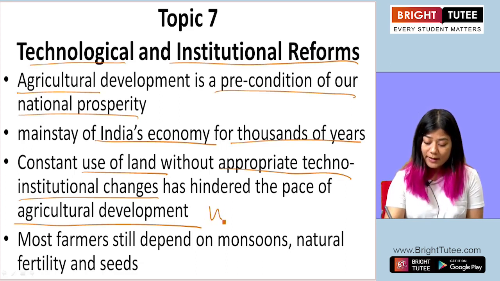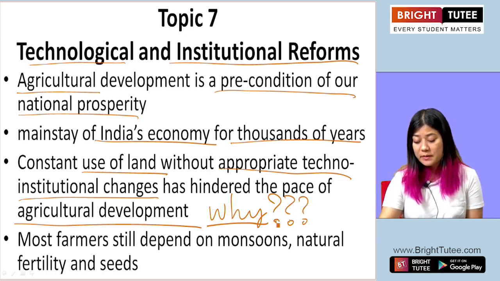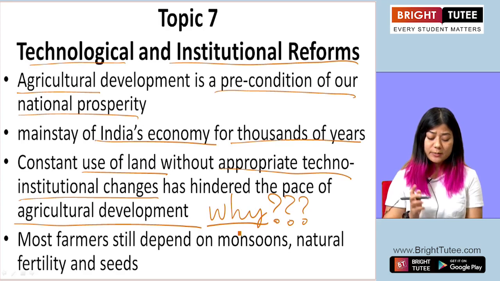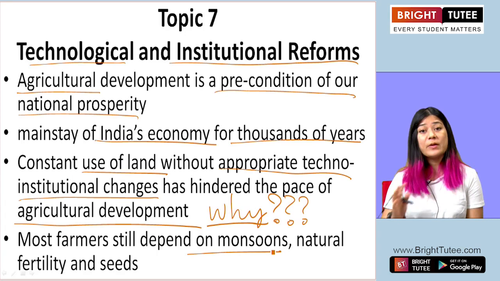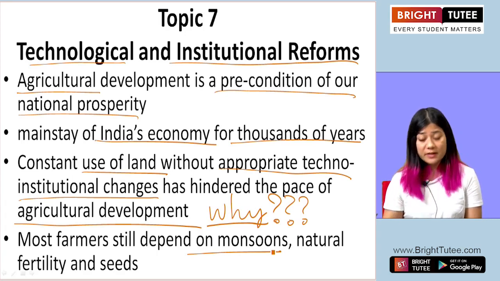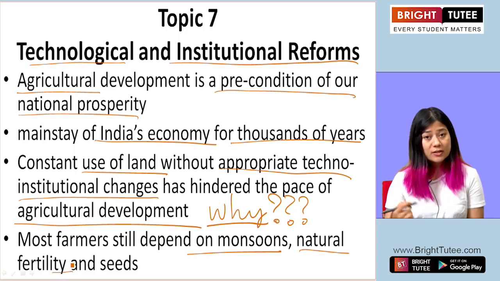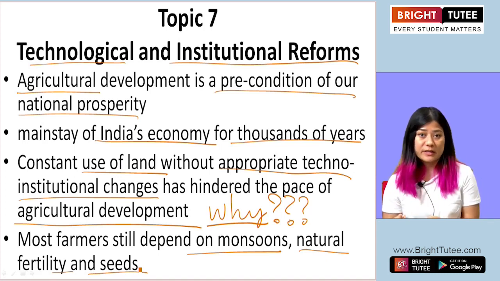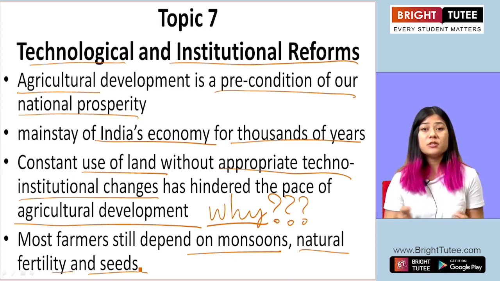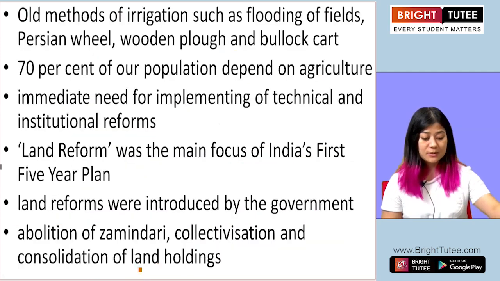And why has that been so? Why has there not been improvement in agriculture? It's because most farmers still depend on monsoons. They wait for rainfall for their cultivation. They depend on natural fertility or natural fertilizers and also seeds. They don't use technological improvements. They do not use the new modern methods. They still use the old traditional methods.